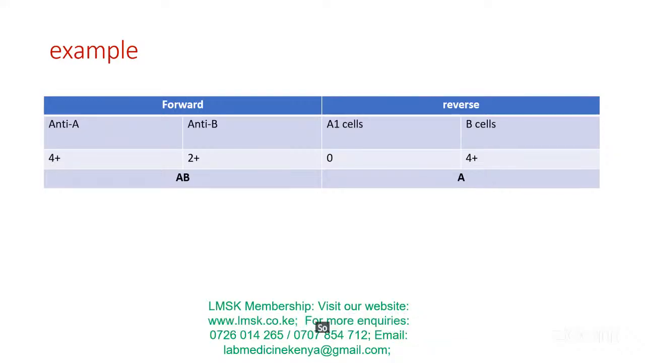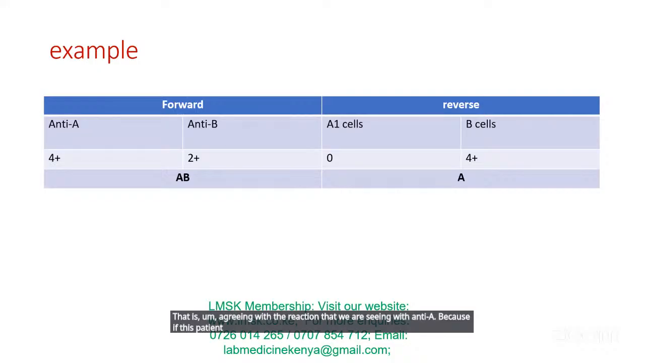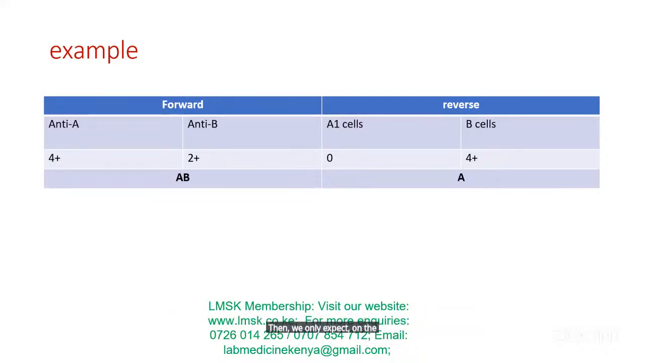The reason is that in the reverse, you have a very strong reaction, which shows that it is a true reaction. That agrees with the reaction we are seeing with anti-A. Because if this patient is truly A, then on the reverse we only expect a reaction with B cells. So in this case, the acquired B formed by that enzyme, as we have explained, is what causes the weak reaction with anti-B and gives us AB in the forward typing.